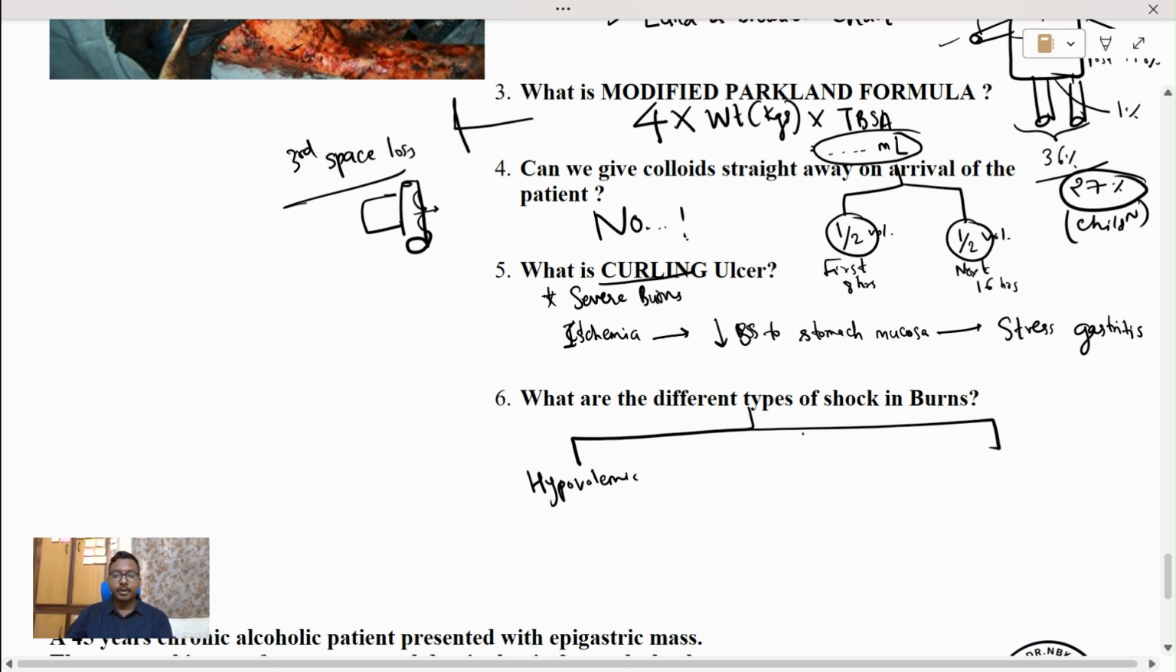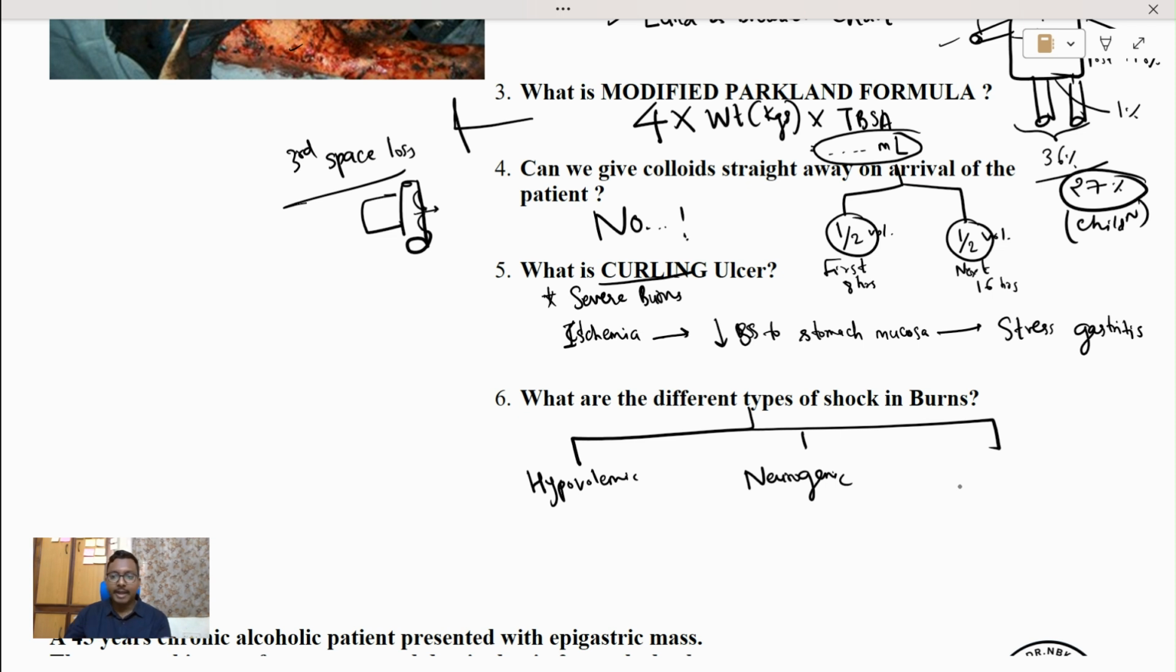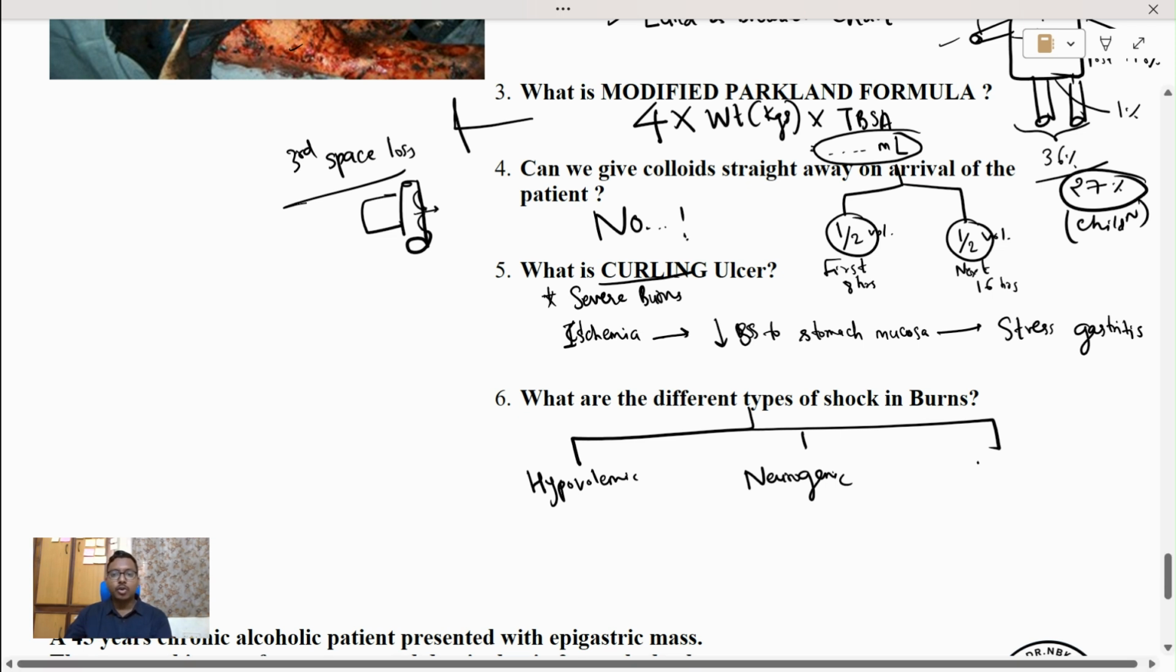Okay, then next, because of the charring of the free nerve endings, you can have neurogenic shock. Then when the wound is not properly addressed and if it is not cleanly debrided, etc., it can go into sepsis and can lead to septic shock. So these are the different types of shock which can happen in case of burns.